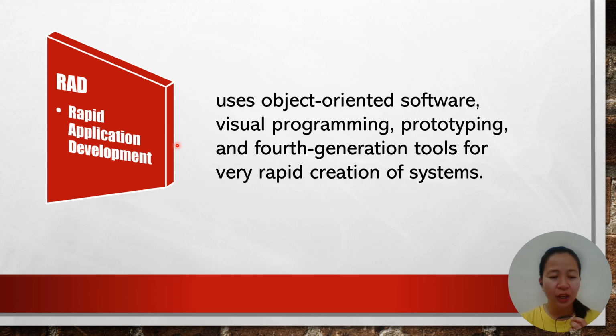RAD, or Rapid Application Development, uses object-oriented software, visual programming, prototyping, and fourth generation tools for very rapid creation of systems. The process doesn't have to be sequential, and the key parts of development can occur simultaneously.